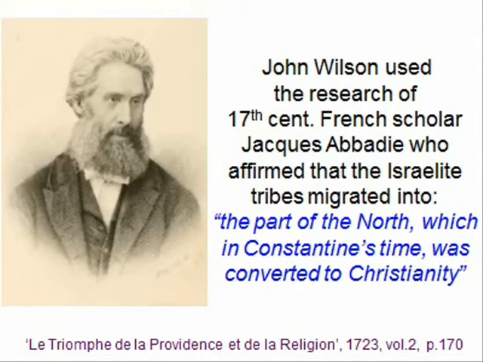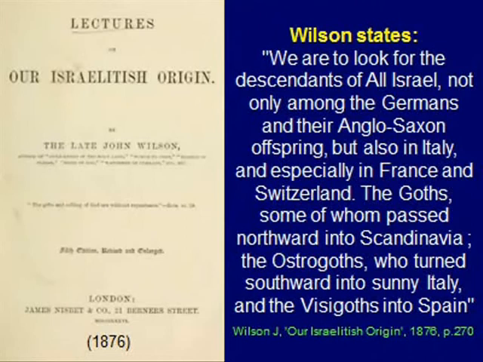Wilson states we are to look for the descendants of all Israel, not only among the Germans and their Anglo-Saxon offspring, but also in Italy, and especially in France and Switzerland, the Goths, some of whom passed northward into Scandinavia, the Ostrogoths who turned southward into sunny Italy, and the Visigoths into Spain.